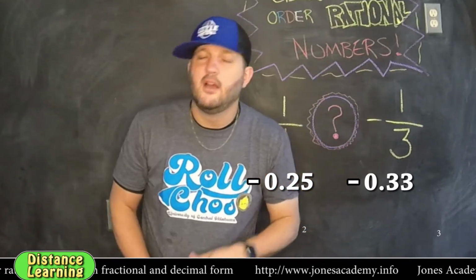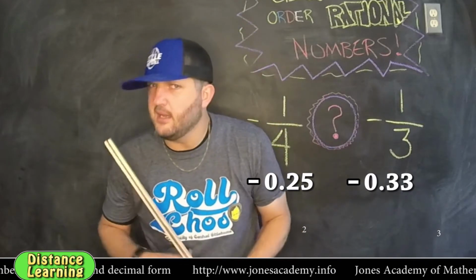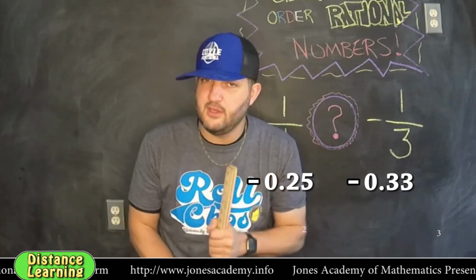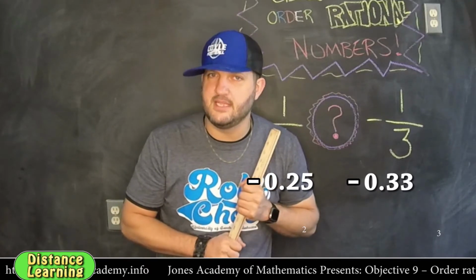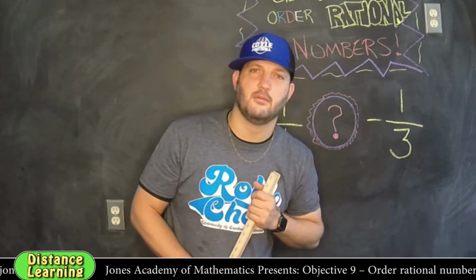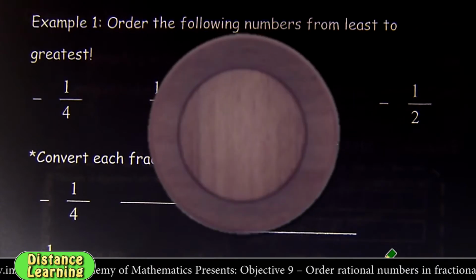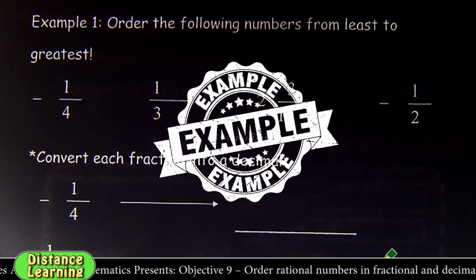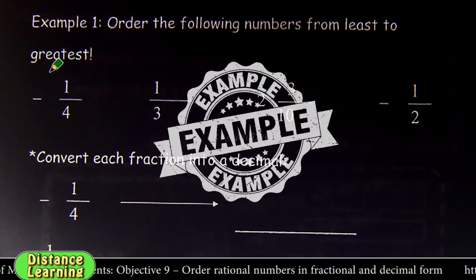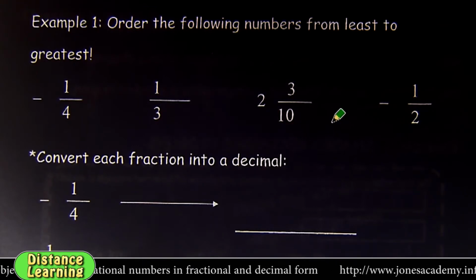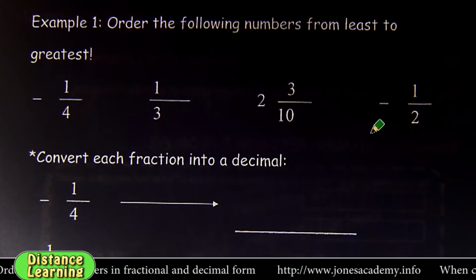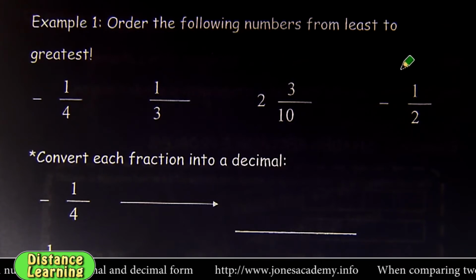For the next example, let's look at the document camera, and I'm going to give you 4 different numbers, some positive, some negative, and we're going to try to put them in order from least to greatest. All right, let's go to the camera. Okay, here we are on example 2, and you can see I've got 4 numbers. I've got negative 1/4, positive 1/3, 2 3/10, and negative 1/2. Order the following numbers from least to greatest.